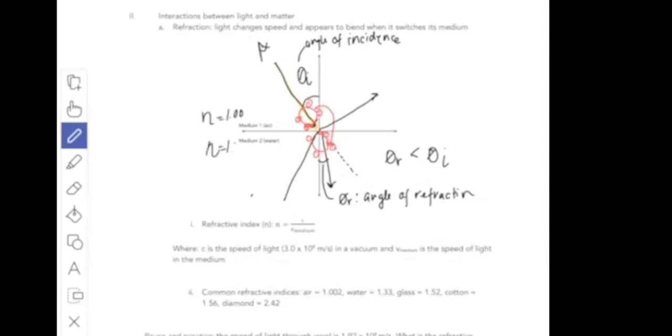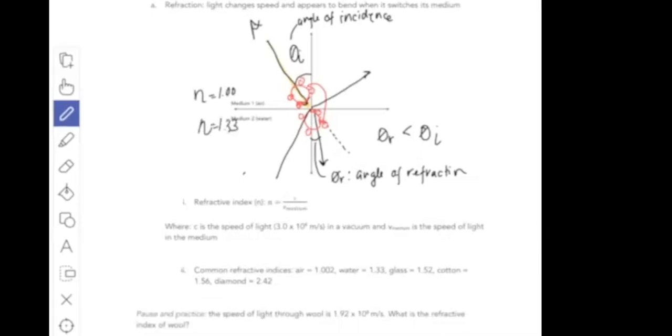We can use a term called the refractive index to summarize this phenomenon, to tell us how much a particular substance or medium slows down light compared to light traveling in a vacuum. The refractive index, or n, of a substance is a ratio, and it's equal to c, the speed of light in a vacuum, divided by the speed of light in a substance. So the refractive index, n, is equal to the speed of light in a vacuum, c, divided by the speed of light in the substance.